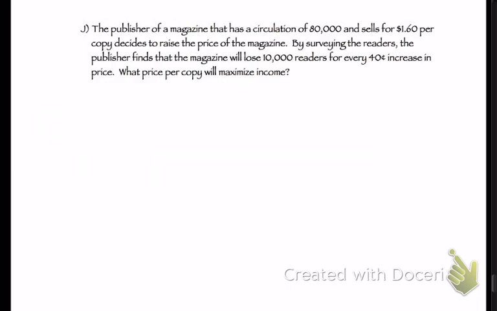All right, last one, letter J. Read that, take a look at it. Biggest thing you're going to need to understand, we're talking about income. How do you make money? Well, you take the price of whatever it is that you're selling times the number of items that you sold. That's how you make money, right?